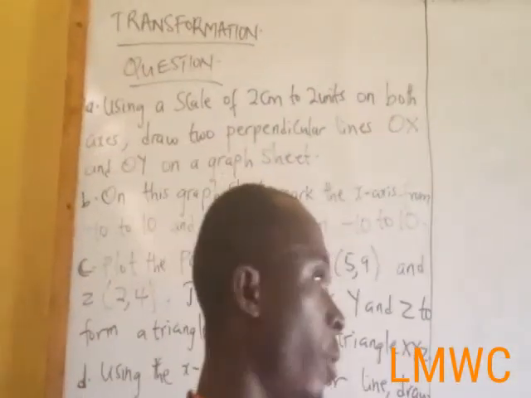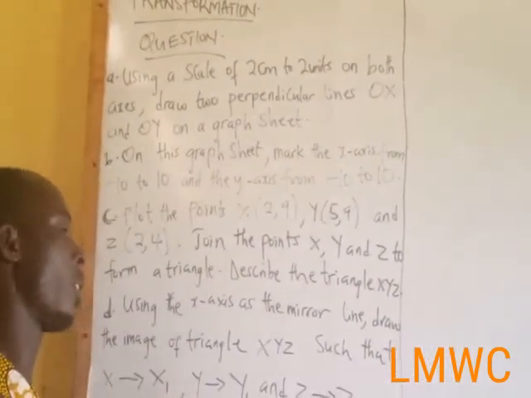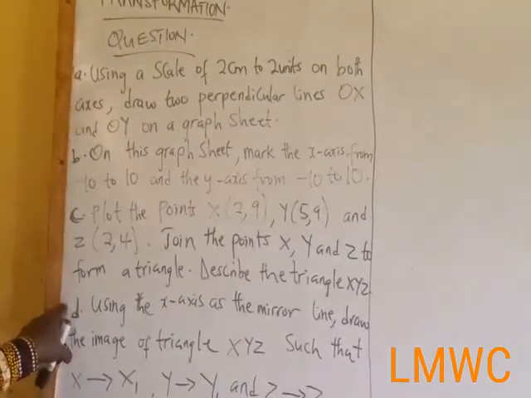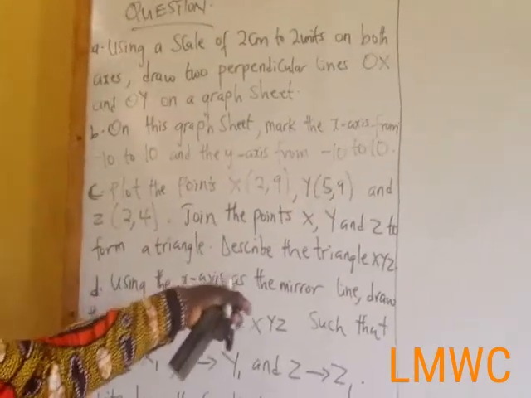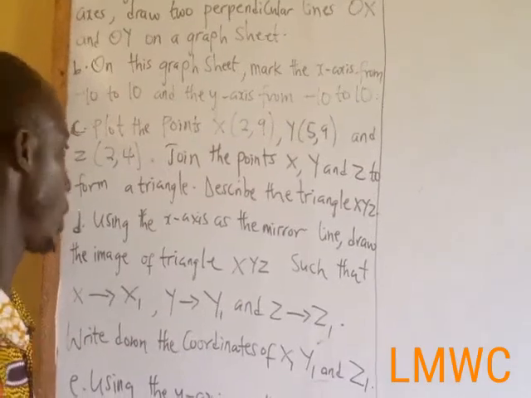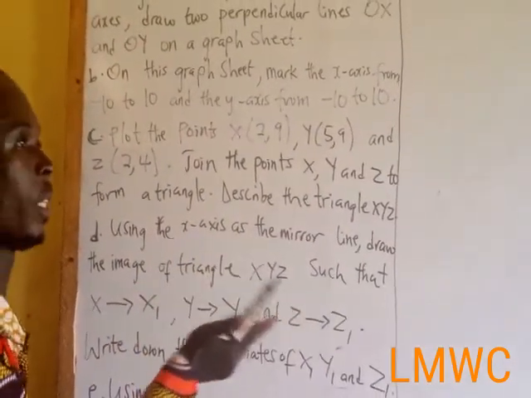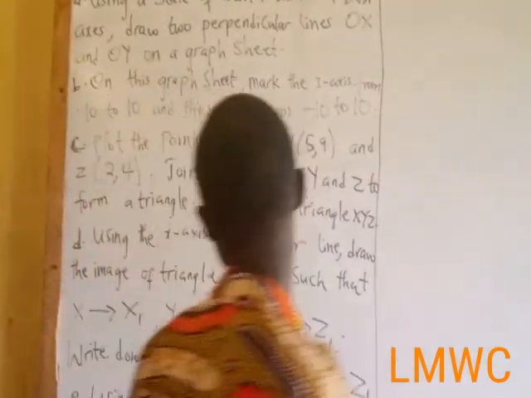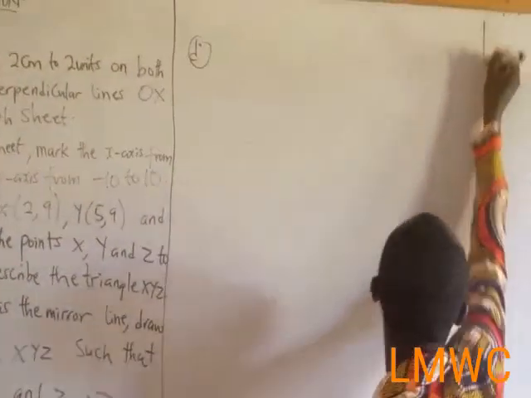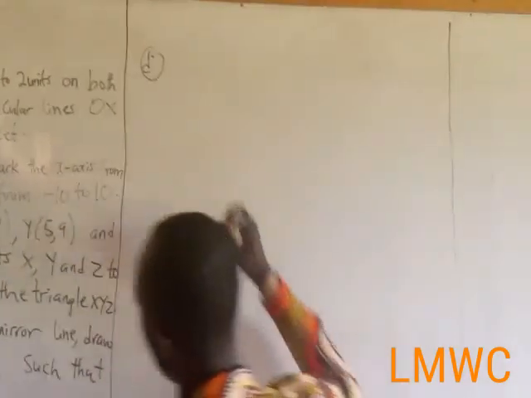Now, whenever you are given a transformation question, you must try and work down your calculations first. D. Using the x-axis as the mirror line. This is the same as reflection in the x-axis. Always, if you meet a question like this, using the x-axis as the mirror line is the same as reflection in the x-axis. So, D. We are trying to work it out before we start plotting our graph.